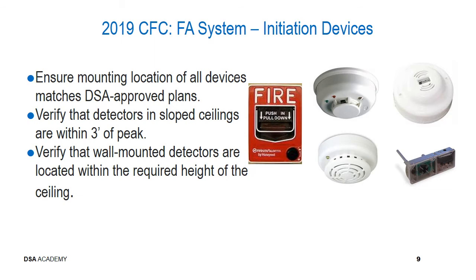Ensure that the mounting location of all devices matches the plans. Note that detectors on sloped ceilings are within 3 feet of the peak of the slope. Verify that wall-mounted detectors are located within the required height in relation to the ceiling. Smoke detectors are required to be located on the ceiling, or if located on a sidewall, they must be between the ceiling and 12 inches down from the ceiling as measured to the top of the detector.